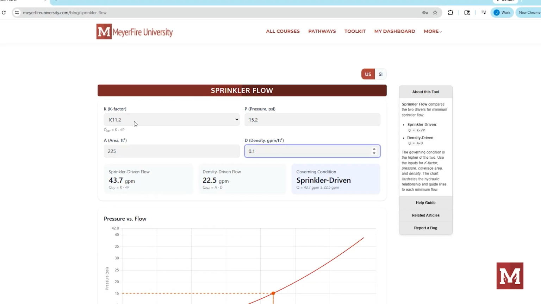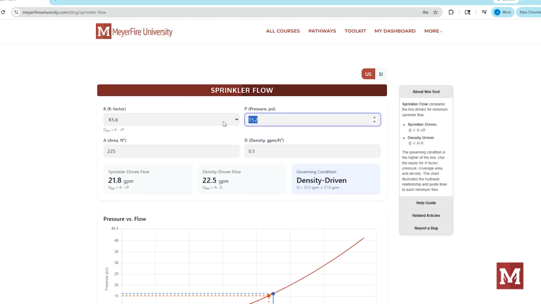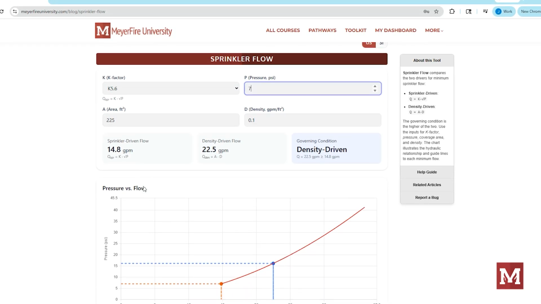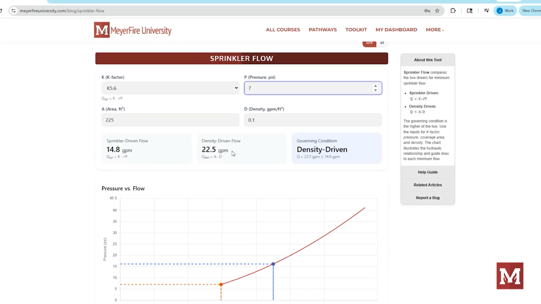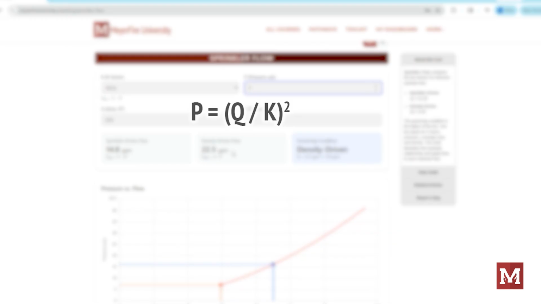Now, compare that to 14.8 GPM that we calculated earlier using the K-factor and pressure. Since 22.5 GPM is higher, the sprinkler must actually deliver 22.5 GPM, not 14.8. So working backwards, knowing our relationship, we can calculate how much pressure we need at that sprinkler in order to deliver 22.5 GPM. We can work the relationship any direction we want, forward or back.